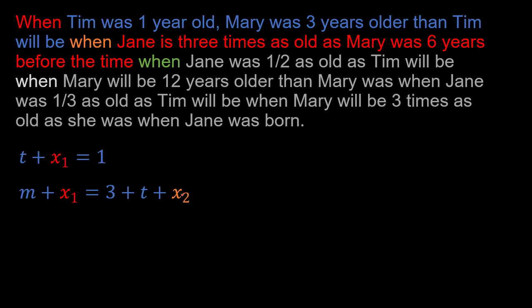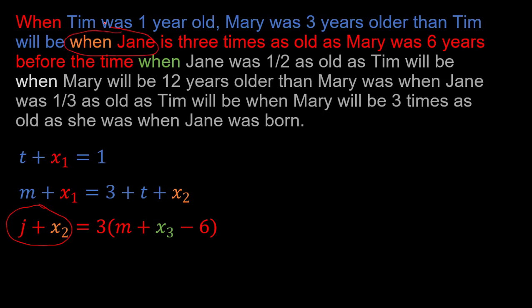Jane is 3 times as old as Mary was 6 years before the time when. So now we got 2 different whens here. We got when Jane, which is going to be our left side of the equation here: j plus x sub 2. That's going to be when Jane is 3 times as old. Well, that's just going to be our 3 here. Mary was 6 years before the time when.